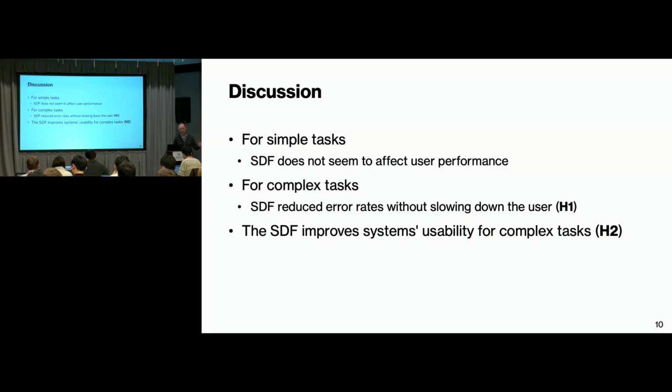So for simple tasks, the signed distance field doesn't matter. It doesn't hurt, but it also doesn't improve things. For complex tasks, we observe that the signed distance field reduces the error rates without slowing down the user, so it's overall beneficial. And the usability was also rated better by the users. So generally speaking, if it's necessary that you have no collision, using a signed distance field once the task gets more complex is a good idea, and that clearly improves the user interaction.